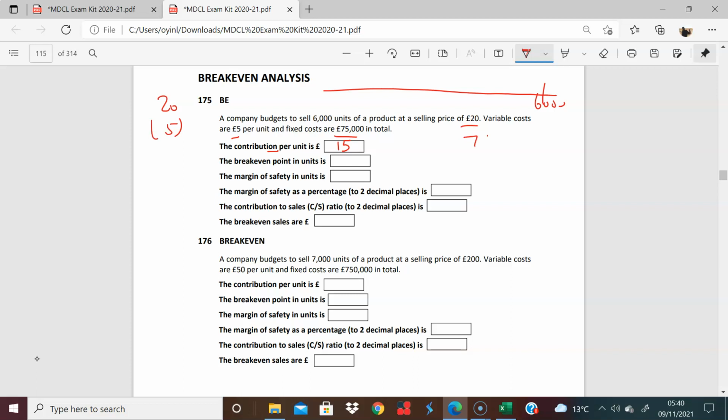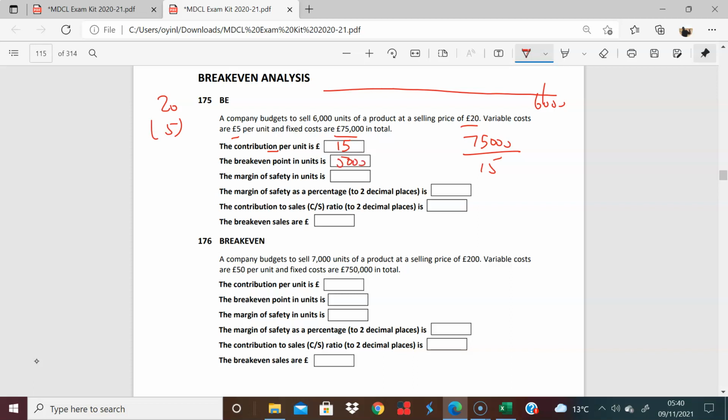I'm trying to cover a fixed cost of 75,000, and that's of course 75,000 divided by your selling price minus your variable cost, which is your contribution per unit. So 75,000 divided by 15 takes us to 5,000. So you have 5,000 units is what you need to break even.